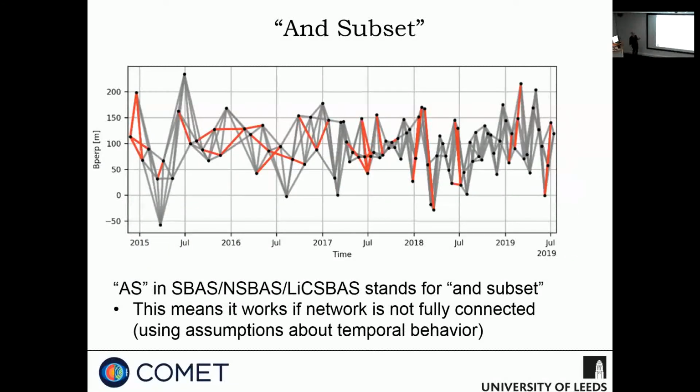When you hear about SBAS, mixed SBAS, or NSBAS, the S stands for subset. That means you don't have to have a fully connected network. In grey here, we're showing a fully connected network, which means you can integrate any point with any other point in a fully connected way. But in principle, we form sub-networks, shown by these red lines here, which is no longer fully connected. That means you can't get the phase from this point to this point through integration. But if you make some assumptions about your temporal behavior, you can still use it.